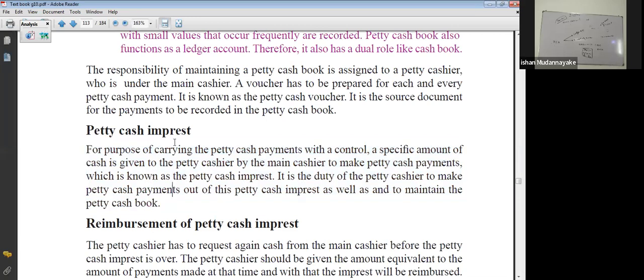Students, you need to highlight this one. A specific amount of cash given to the petty cashier by the main cashier to make petty cash payments is known as the petty cash imprest.